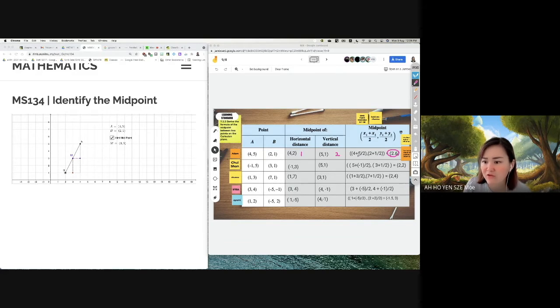Why you 4 plus 5 divided by 2? X and X. X dengan X. 4 tambah 2. So it's 6. 6 bahagi 2. So adalah 3. Okay. So this one also 5 plus negative 1. Ini semua salah dah. Group 1. Okay. Group 1 also wrong here.